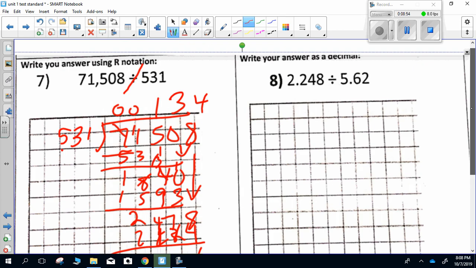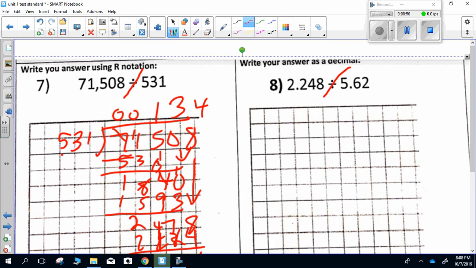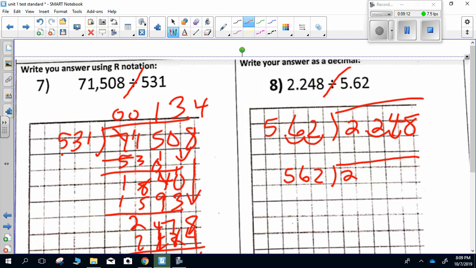Okay, and the second one on this page, divide. Now on this question, because you had a decimal in your divisor, you have to rewrite the question. So I'm going to move it 2, and I'm going to move it 2. So I'm dividing 562 into 224 and 8/10.